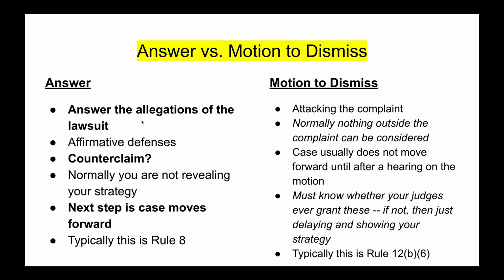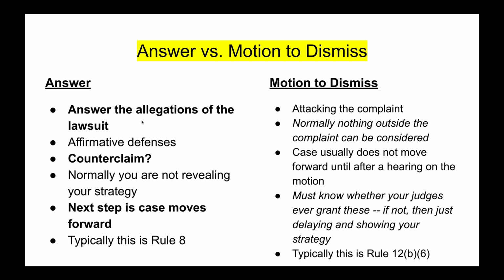And then the next step is the case moves forward, because we have the lawsuit and then your answer. And the numbering system can differ by state, but if you're following kind of the federal rules of civil procedure, that numbering system, which most states do, this is typically going to be Rule 8. But again, if you're in small claims court, that can be a totally different set of rules.